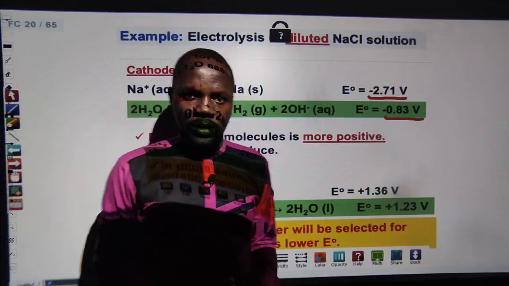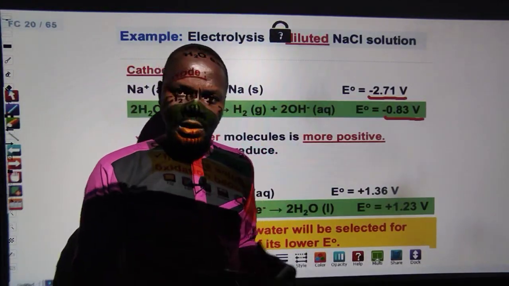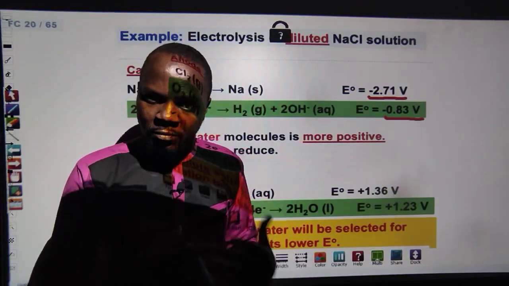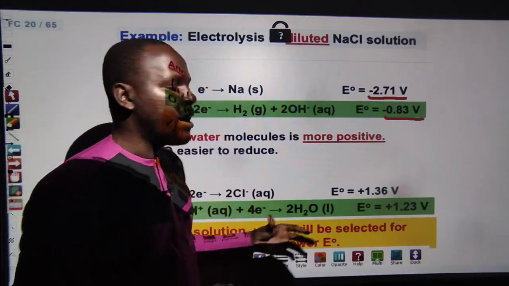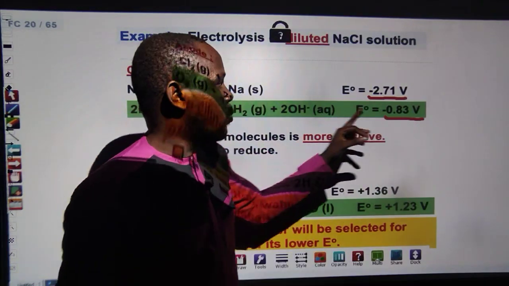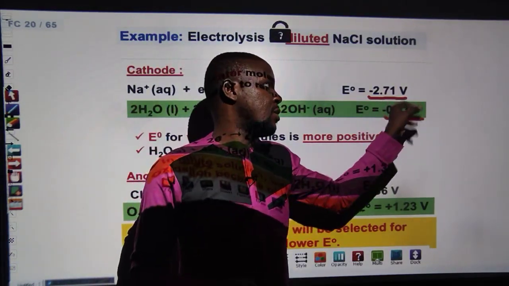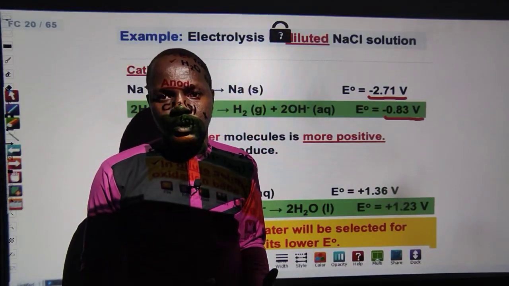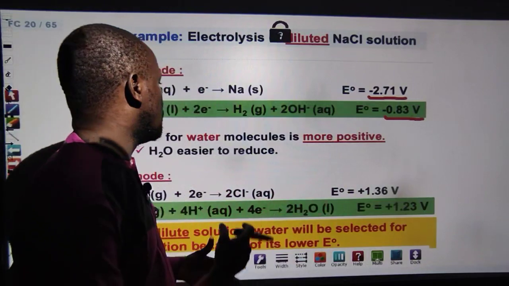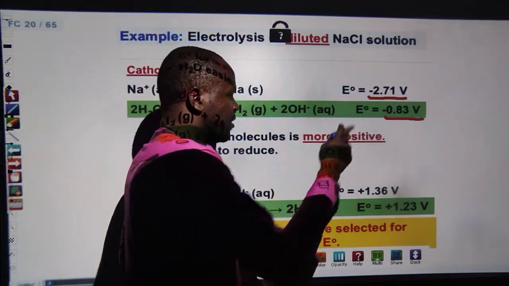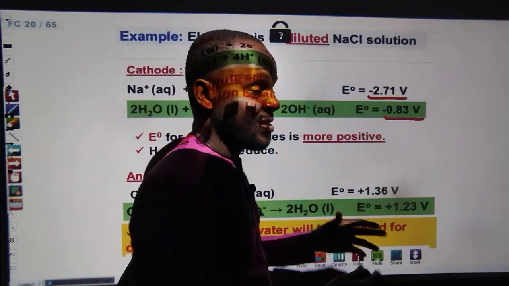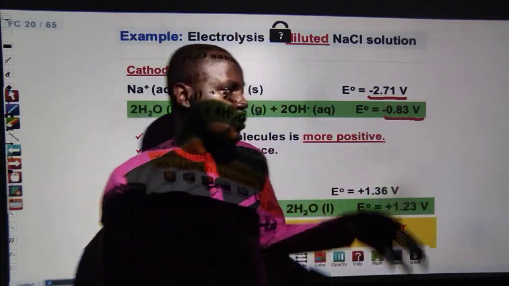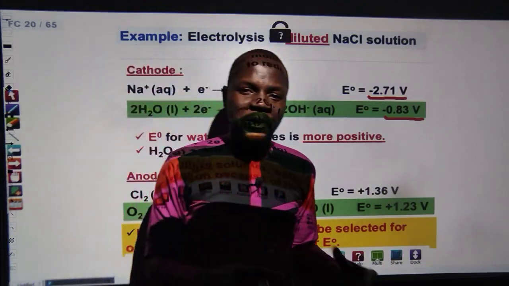Let me quickly tell you. This is the standard E naught we've talked about, the electromotive force, or standard electrode potential of the cell, or standard EMF of the cell, anyhow you call it. May I ask viewers a simple question: which one is more negative between these values? Because if you are not good with your little skills of mathematics, it will harm you. These are things that most people don't know. Let me ask it in a simple way: which one is bigger between -2.71 and -0.83?